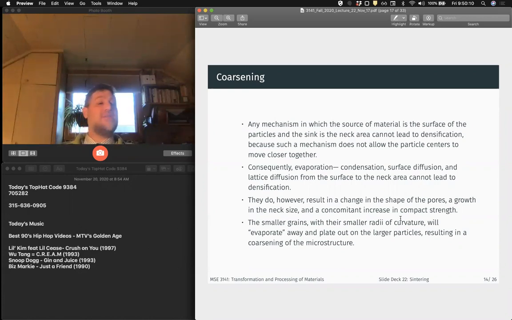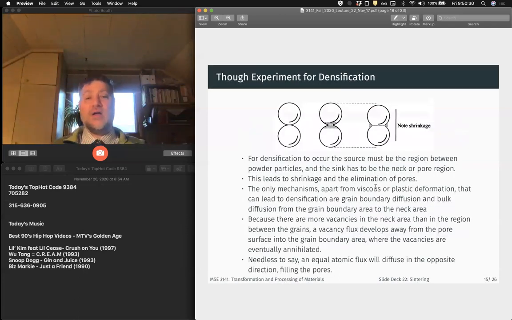The same thing in metals, right? If I am HIPing a powder metallurgy sample or trying to close pores in an additive manufactured part, I am not going to be able to remove those pores by these mechanisms, okay? So for densification, I need to move material from this shaded area out into the neck. And when I do that, my particles come closer together and my compact shrinks.